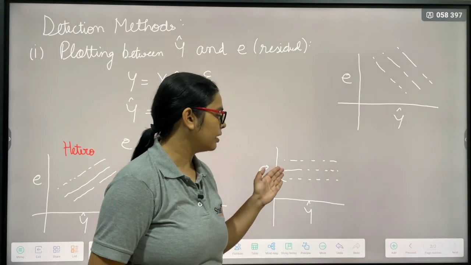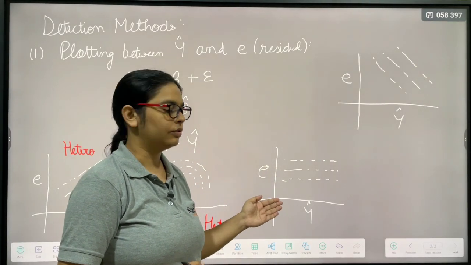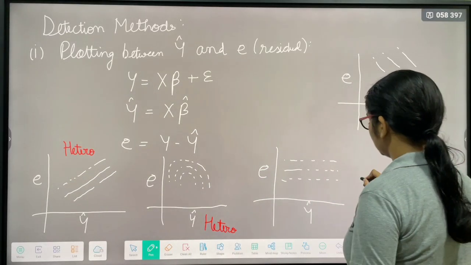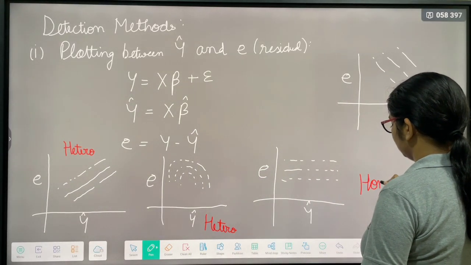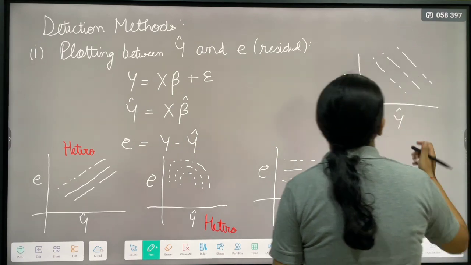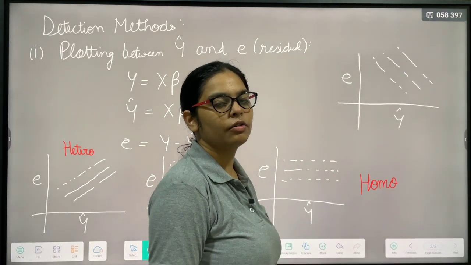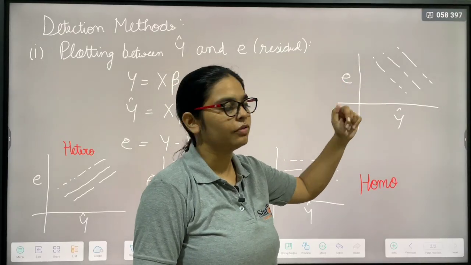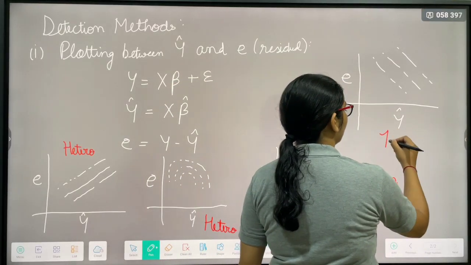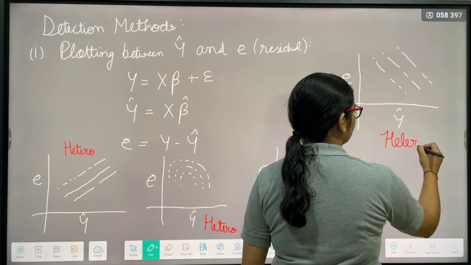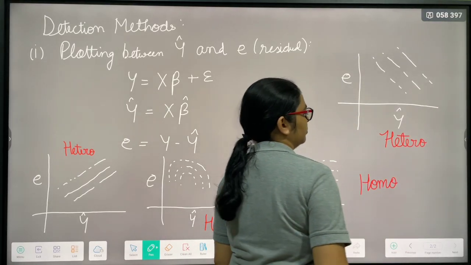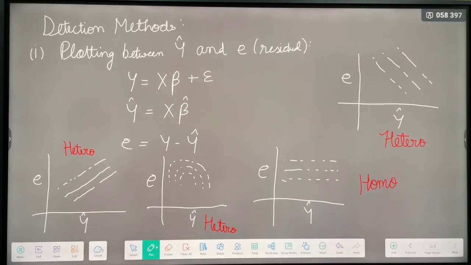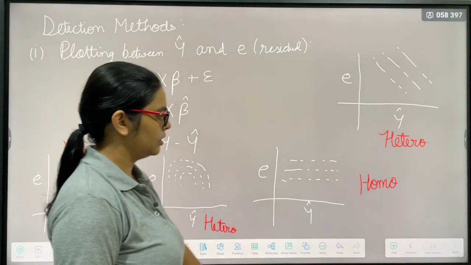In this one, with the changing value of the predicted value of y, the value of e remains the same, and hence it is homoscedastic. There is no variability. Here also, with the changing value of predicted y cap, we see that there is a change in the value of e, and hence it is heteroscedastic. So this was the first method of plotting.